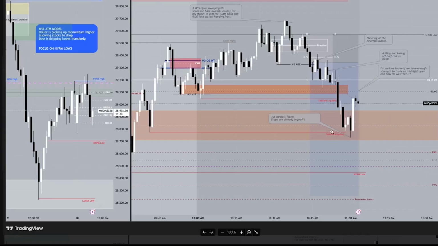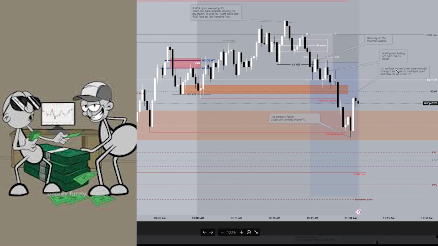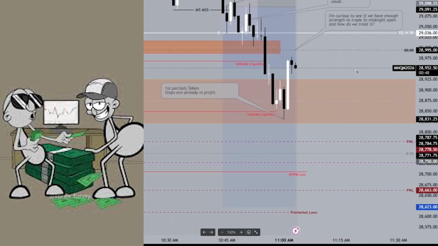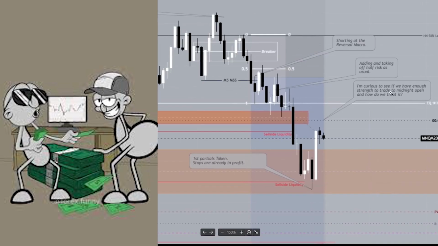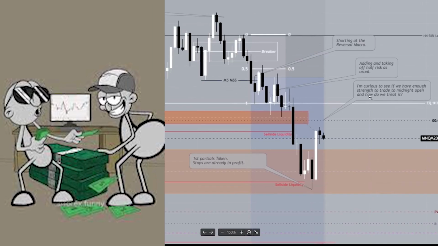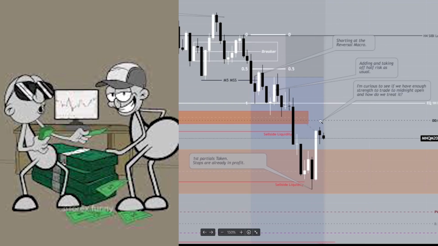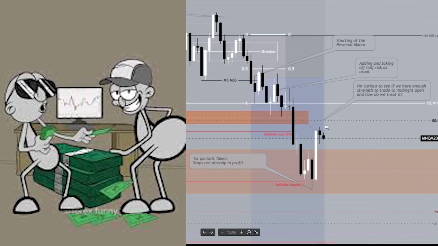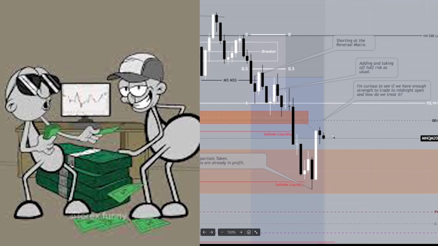Now this sell side liquidity pool has been hit, and we're retracing. We're retracing to this inefficiency here, and I'm curious to see if we have enough strength to trade to right here, to the midnight open, and I want to see how we treat it when we get there, if we get there. And if we don't get there, that's bearish. That means we're really heavy and we're going to push lower with some impulsiveness.